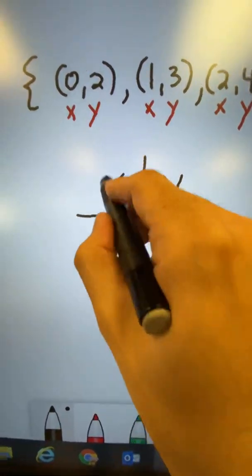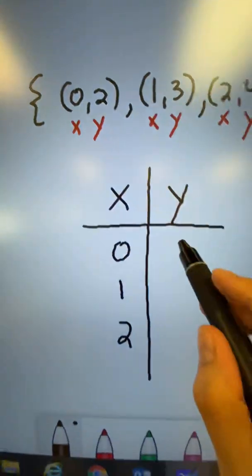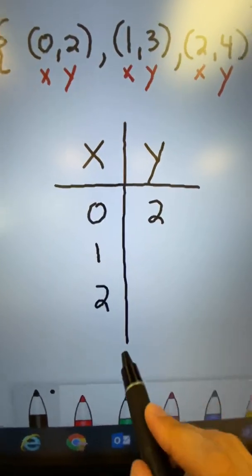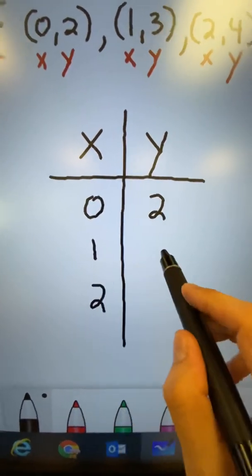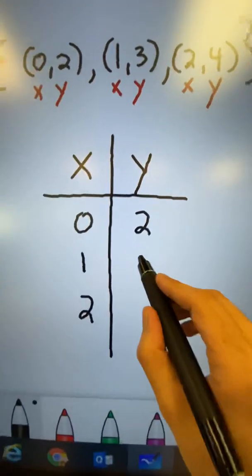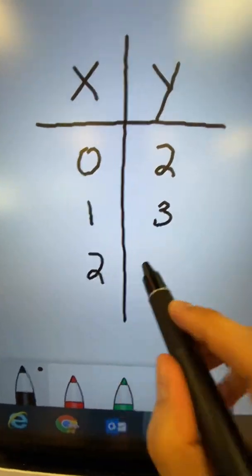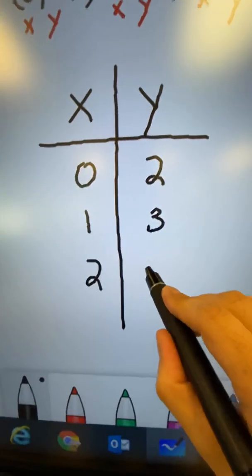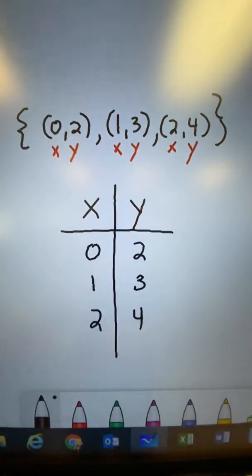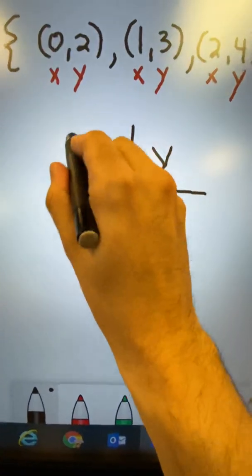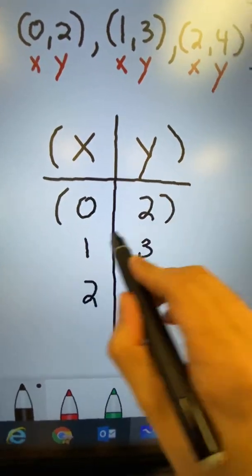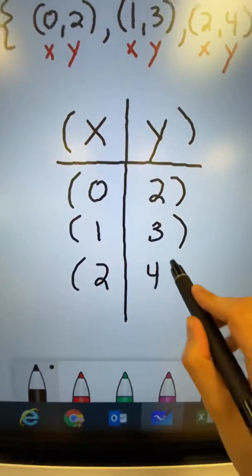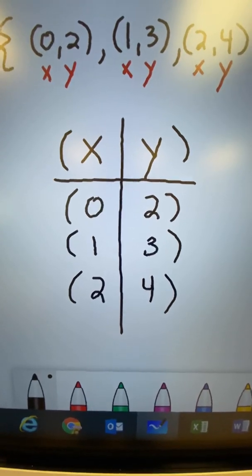When X was 0 for that ordered pair, the Y value was 2. So that one matches up with that. They have to go with each other. When X is 1, the Y value is 3. And when X is 2, the Y value is 4. So you can see pretty much the same idea. Something people do is show the ordered pairs organized in a table format.